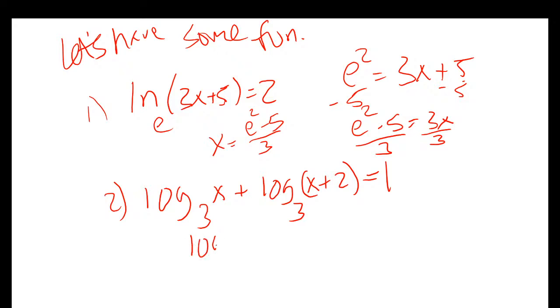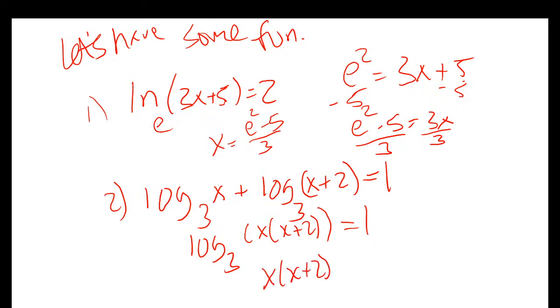Okay, so here's what we're going to do. We're going to recognize that log 3x plus log 3x plus 2 can be written as log 3x times x plus 2, using the properties. And you get x plus 2 equals 3. x squared plus 2x equals 3. Then you'll get x squared plus 2x minus 3 is equal to 0.